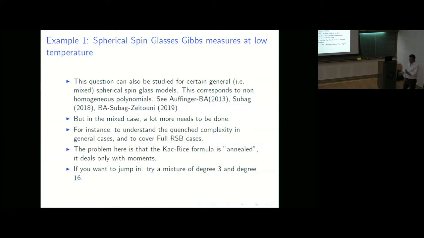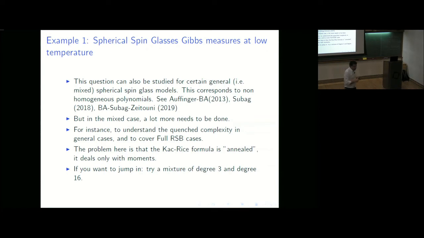Our result here shows that when the mixture is close to 3, Mark smiles because he knows this example, this is a 1 RSB structure. This is what we prove over there, a structure with this kind of picture here. When you're close to 16, it's the same. But in the middle, if you believe physicists, and I forgot who did that 20 or something years ago, probably Cavagna, I'm not sure, then in the middle you have a 2 RSB phase and a full RSB phase. So this trivial thing, a mixture of two polynomials, already contains interesting things.